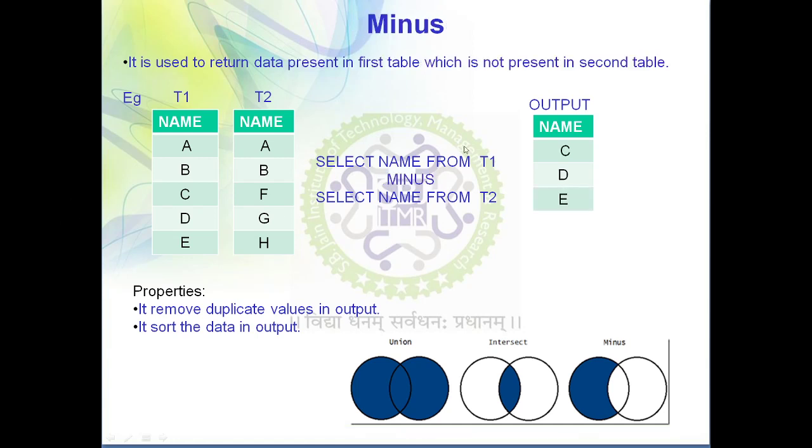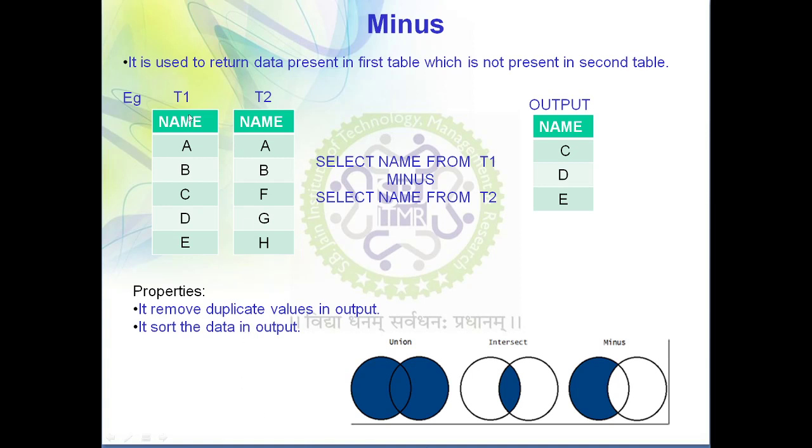Now the next operator is minus, or you can say set difference. Why am I not calling it set difference? Because I am targeting the Oracle database. In Oracle, the set difference operator is represented by minus. That's why I am calling it minus, but actually it's a set difference operator. So what is the use of the set difference or minus operator? It returns data which is present only in the left hand side table but not present in the right hand side table. That is the use of the minus operator.